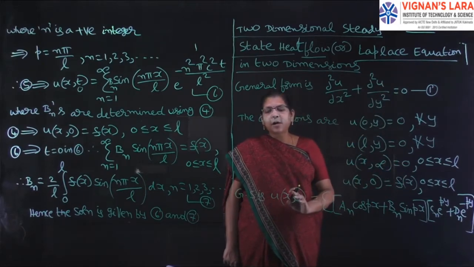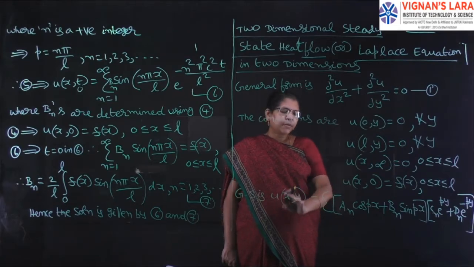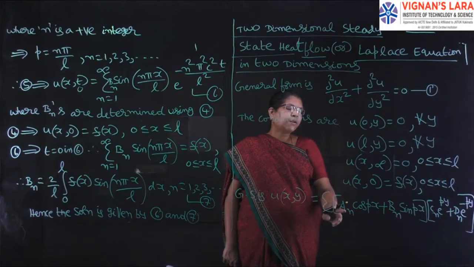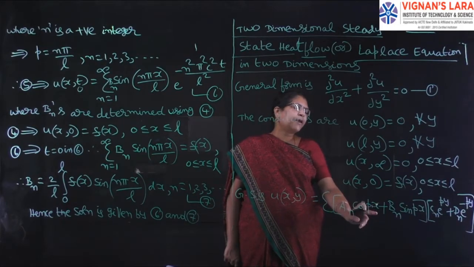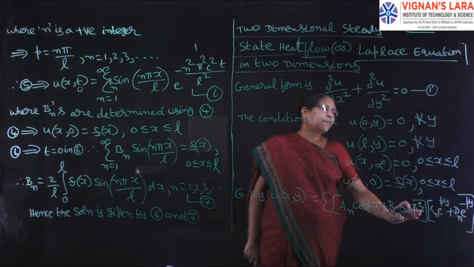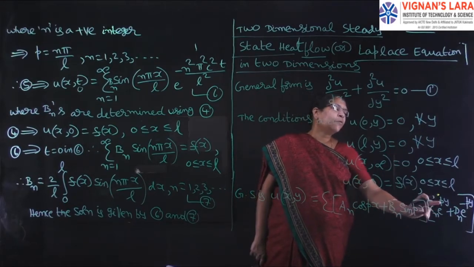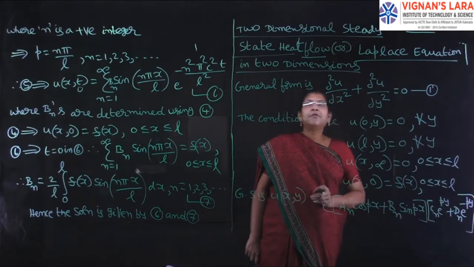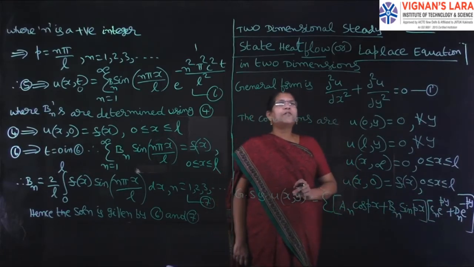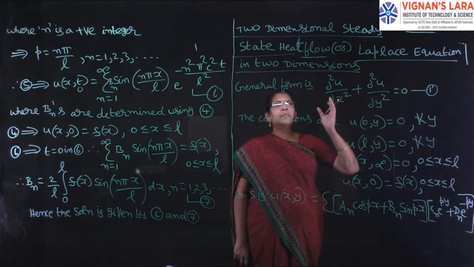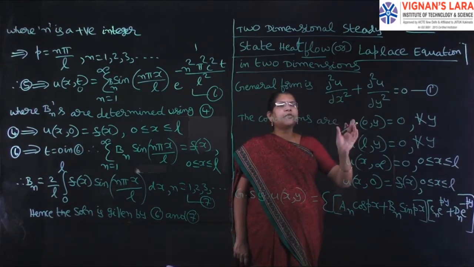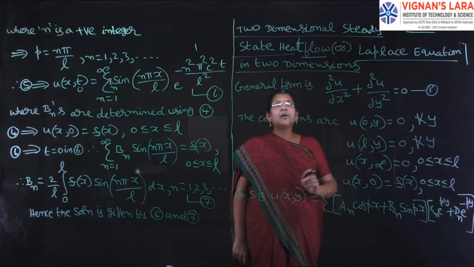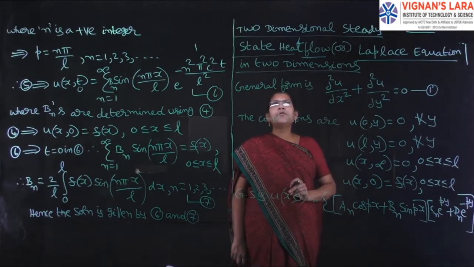And we also have to remember the general solution. What is the general solution? U of x comma y equal to summation of (an cos px plus bn sin px) into (cn e power py plus dn e power minus py). So, to solve Laplace equation in two dimensions, you have to remember the general form, four conditions and the general solution. Now, we are going to solve a problem using Laplace equation.